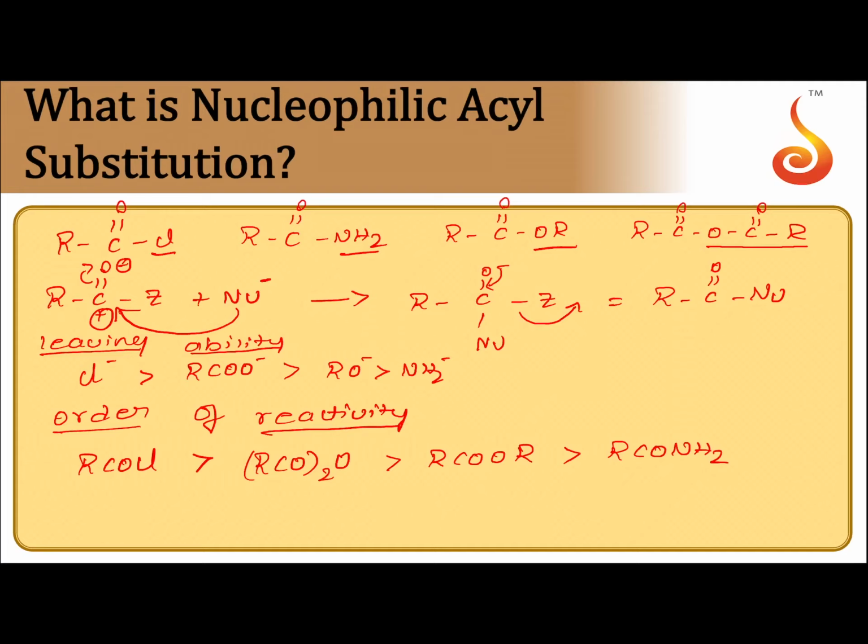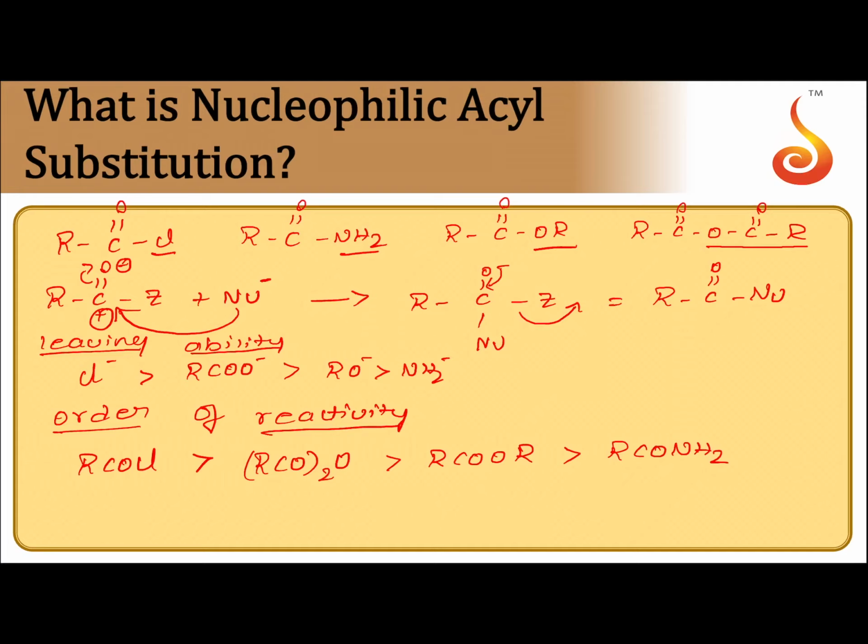Since acid chlorides are more reactive, all the other derivatives can be prepared from acid chlorides. That means I can prepare amides, esters, and anhydrides from acid chlorides. Now, amides are least reactive. Since amides are least reactive, I can prepare amide from acid chloride, anhydride, and ester. But no other derivative of carboxylic acid can be prepared from amide. This point is very important.